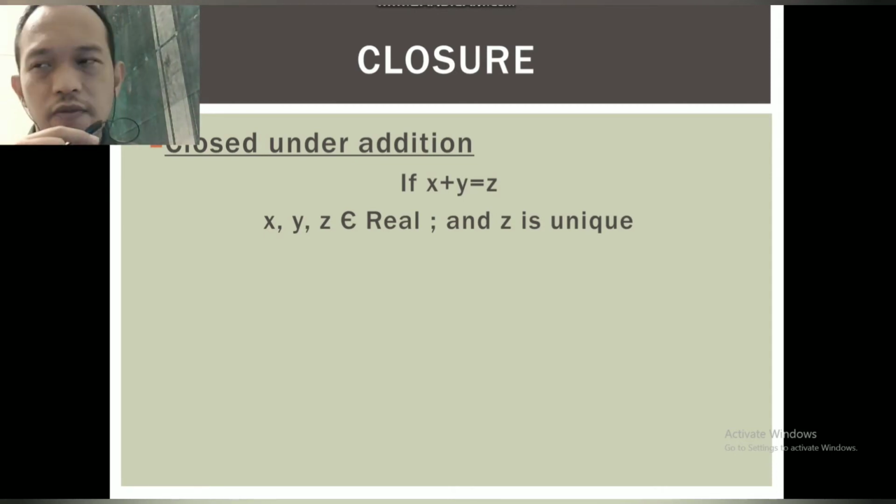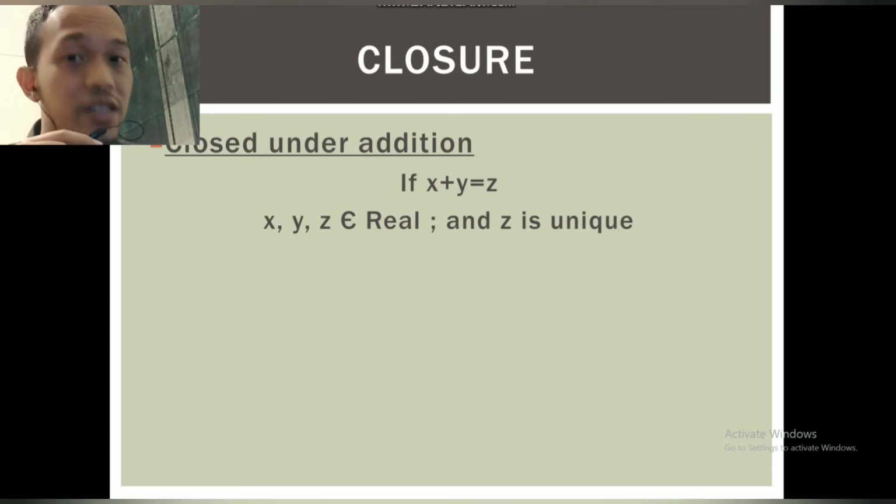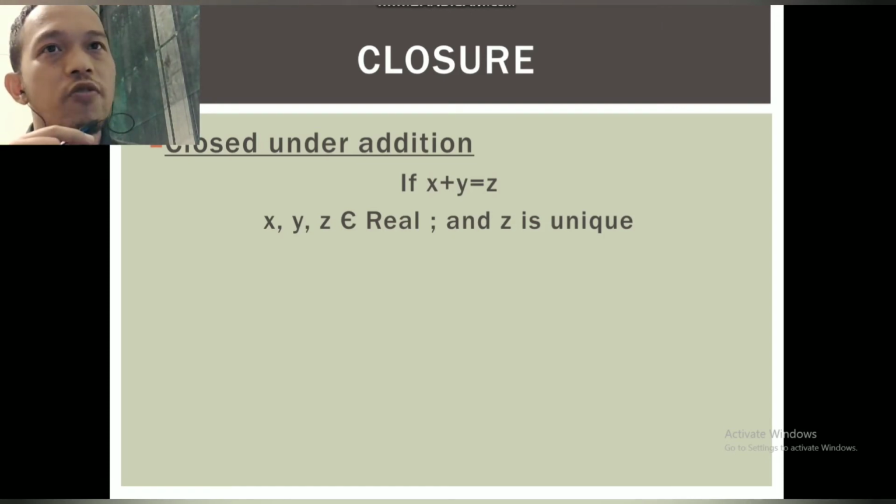For example, if I add the real number 4 plus the real number 2.5, it will equal 6.5. 6.5 is a real number, and you don't have any other possible answer aside from 6.5. That is closure under addition.